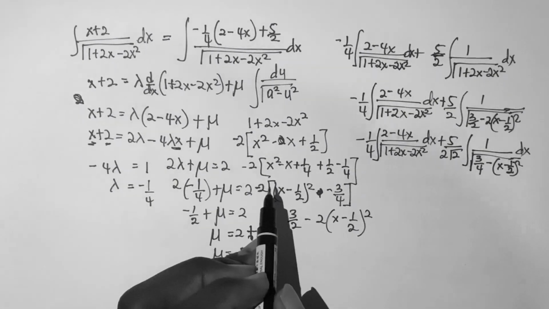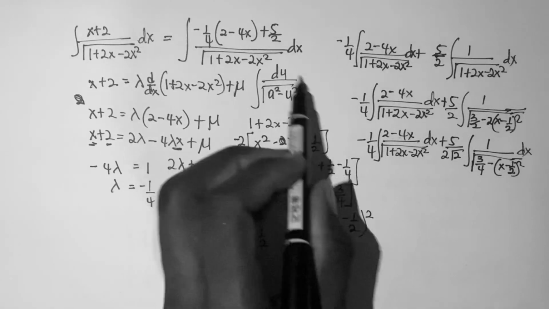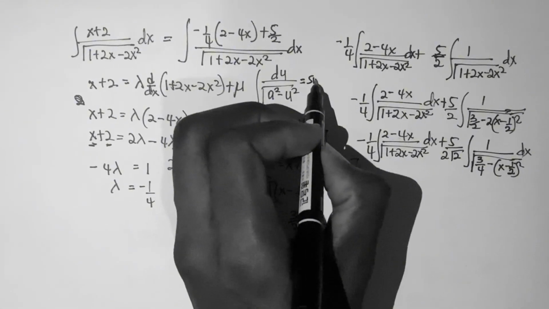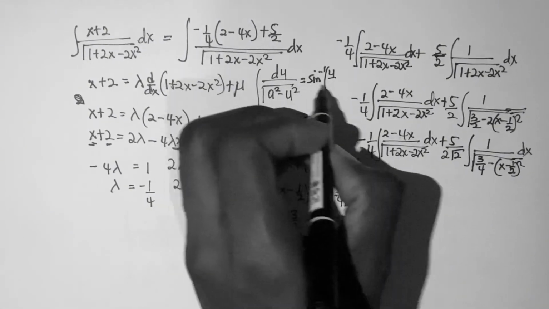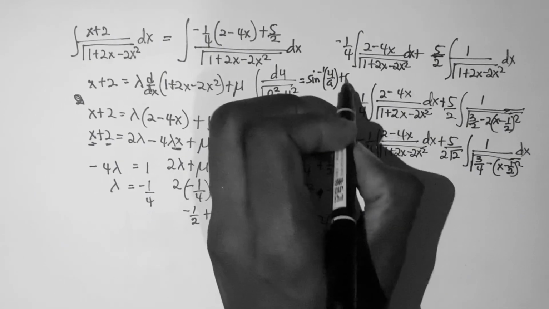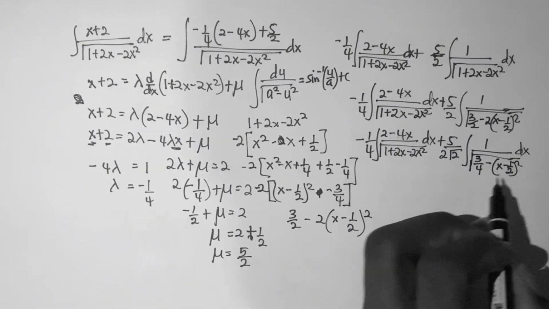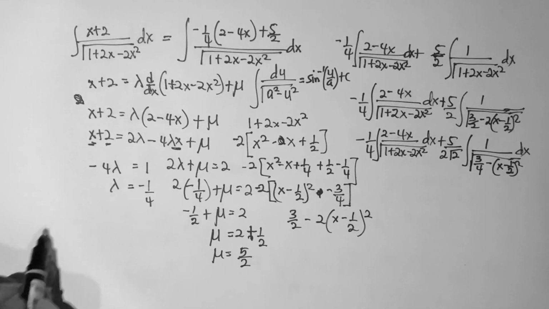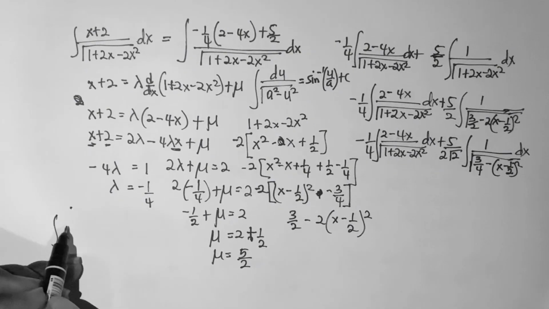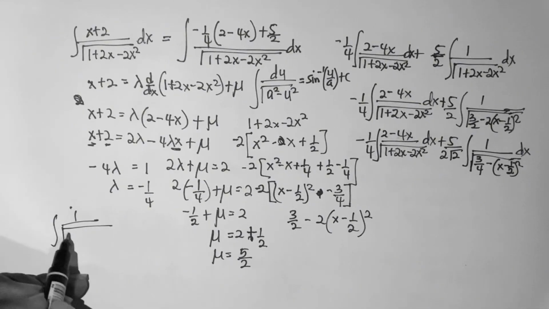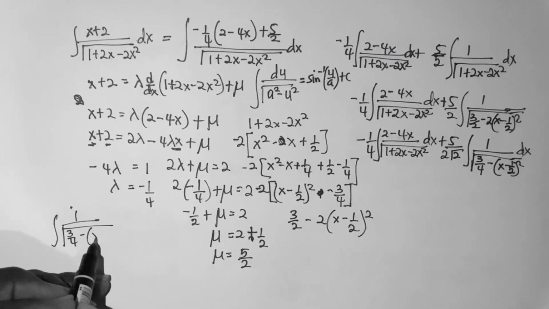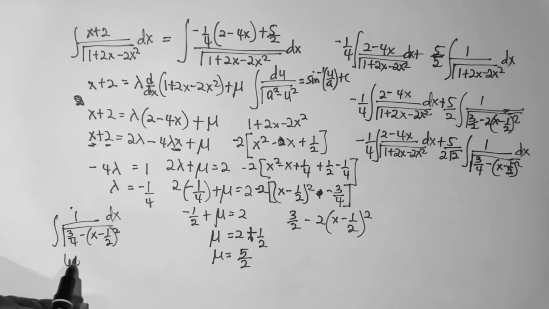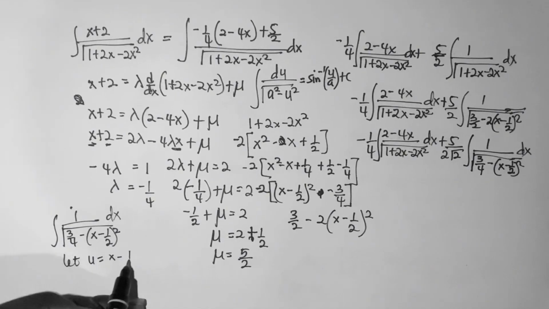So you see that this looks in this form, and then we said that this result is equal to sine inverse of u over a plus c. However, what we need to do is to say, we are only evaluating this side, and after we combine everything. So let me do that here. We are talking about integral of 1 over square root of 3 over 4 minus x minus 1 over 2 all squared dx. So let's let u to be equal to x minus 1 over 2.